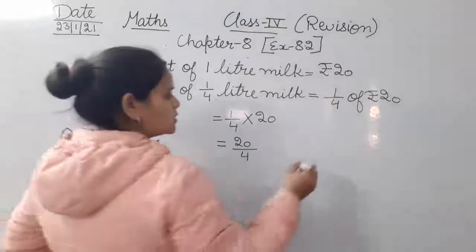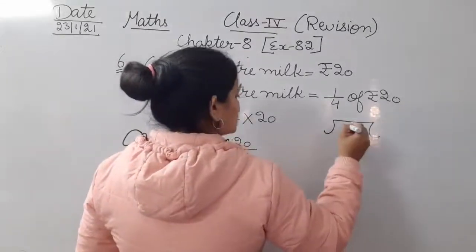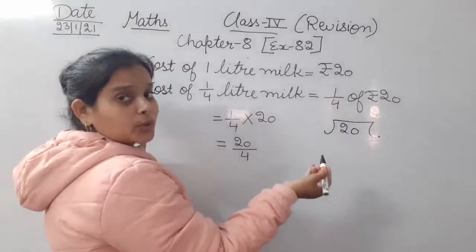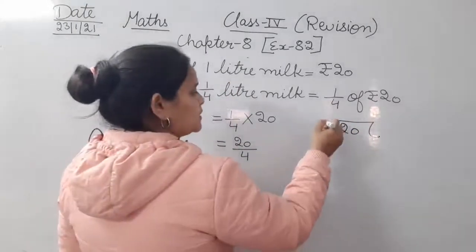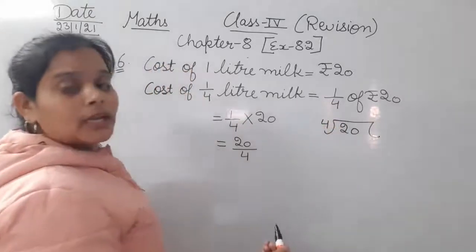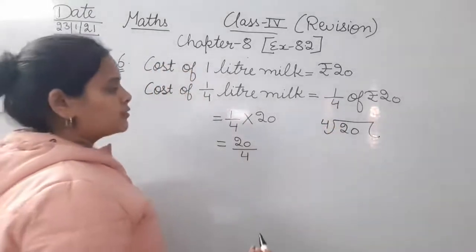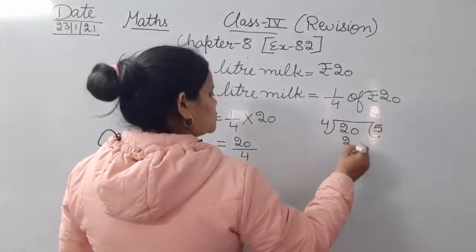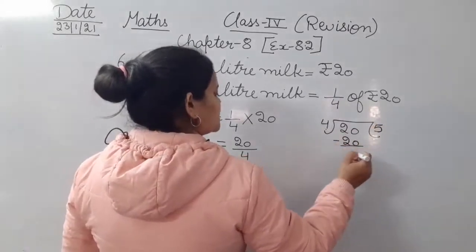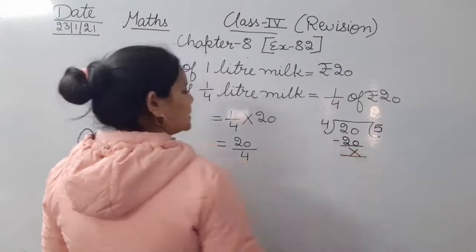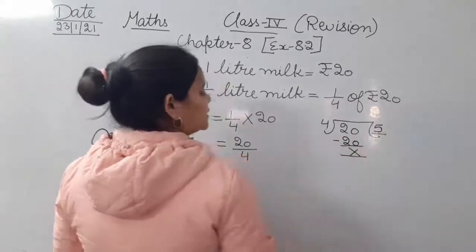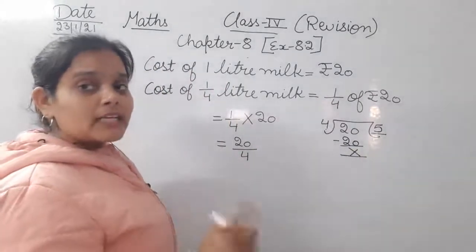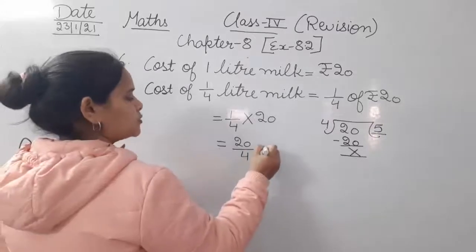अब हमें इस 20 को किससे डिवाइड करना है? 4 से. That is 20. And this calculation you are going to show in your notebooks. 20 divided by 4. Let's divide 20 with 4. So 4 5s are 20. 20 minus 20, nothing is left. So the answer you got, that is ₹5.